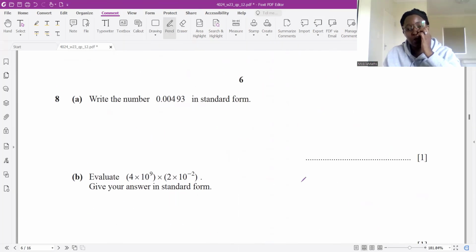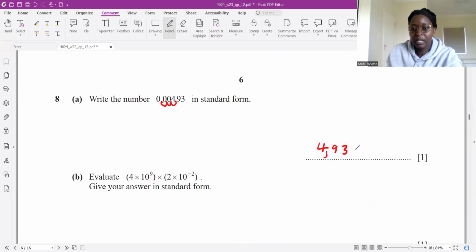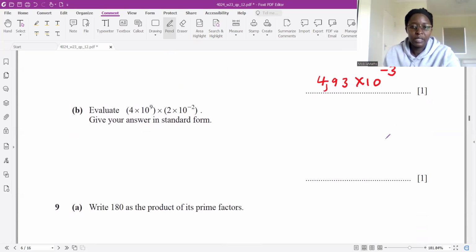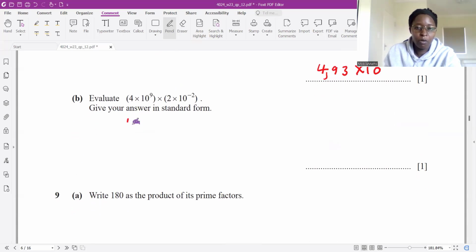Let's move on to the next question. This number to standard form, we are moving 1, 2, 3. So it's going to be 4.93 times 10 to the power of minus 3. Okay, let's move on. Evaluate this number. So we can say 4 times 2. Then we have times 10 to the power of 9 times 10 to the power of minus 2. So these, they are multiplying, we add their powers.